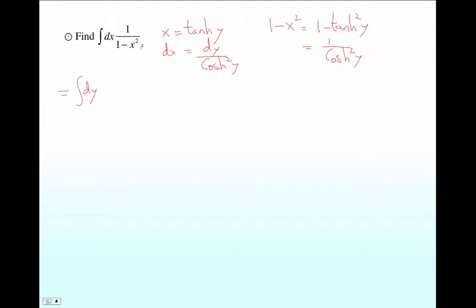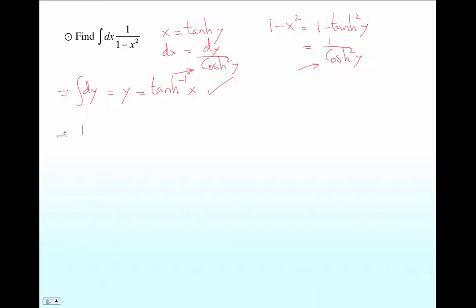That's because when I put in dx equals dy over cosh squared y, this cosh squared y is then cancelled by this one, because that's 1 over 1 minus x squared. And so this is just y, and y is, from what we have up above, the inverse hyperbolic tangent of x. So that's the answer. It is completely correct. But now let me do this integral in another way.